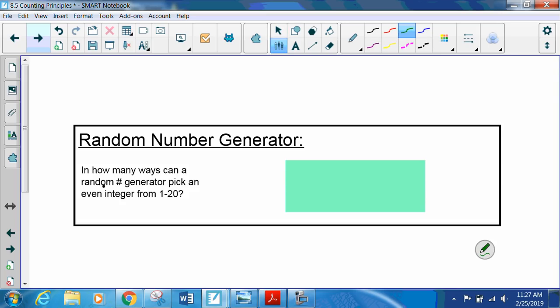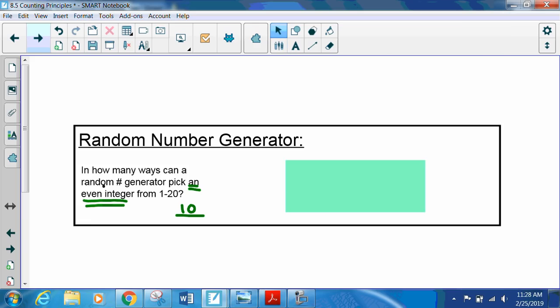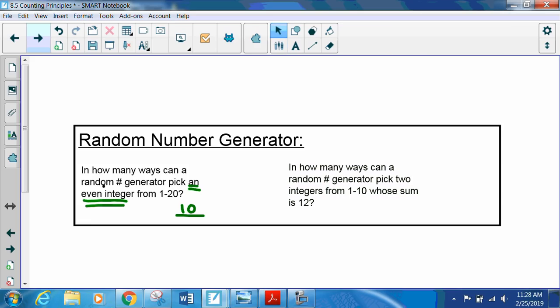How many ways can a random number generator pick an even integer? So it's just one pick. There are 10 even integers for it to pick from, so your answer would be 10. I know, that's kind of like a, what? But I wanted to include this in our notes because you are going to see it in the homework. And there's a second type of random number generator that you're going to see in your homework. So go ahead and pause and write this down.